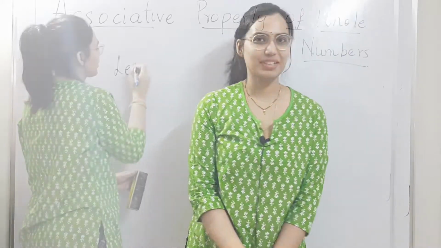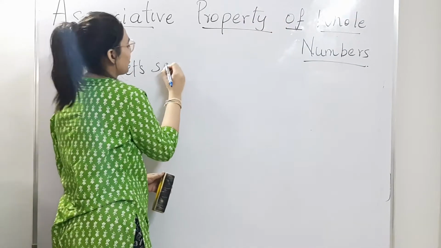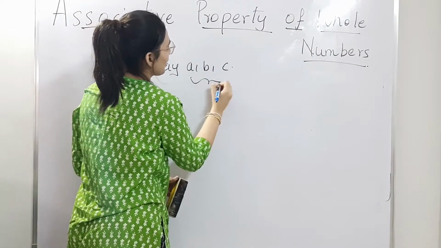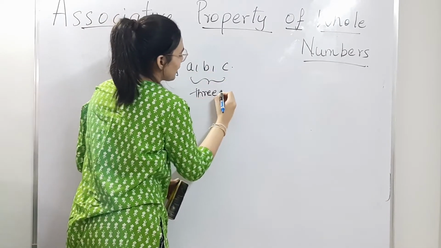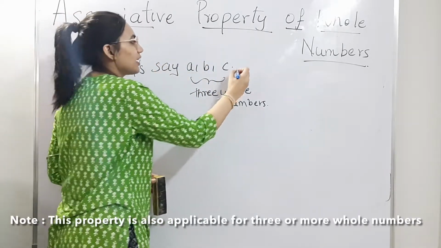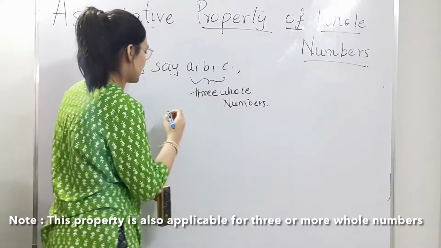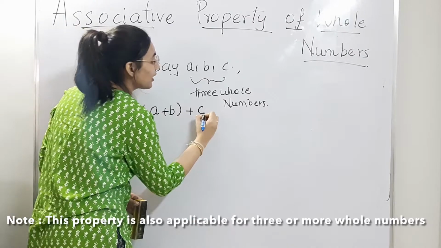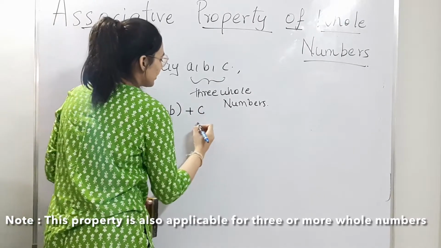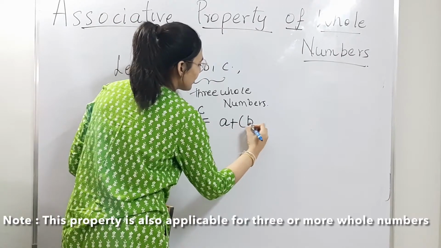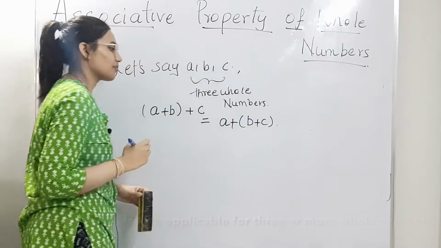Let's see what associative property actually means. Let's say A, B and C are three whole numbers. Here assume A, B and C as whole numbers. Then the associative property says that if we group together A and B and then add C, this value will be equal to A plus the group B and C.